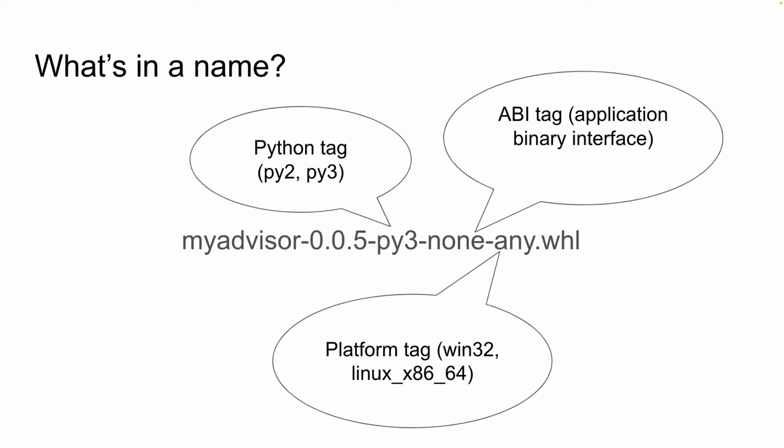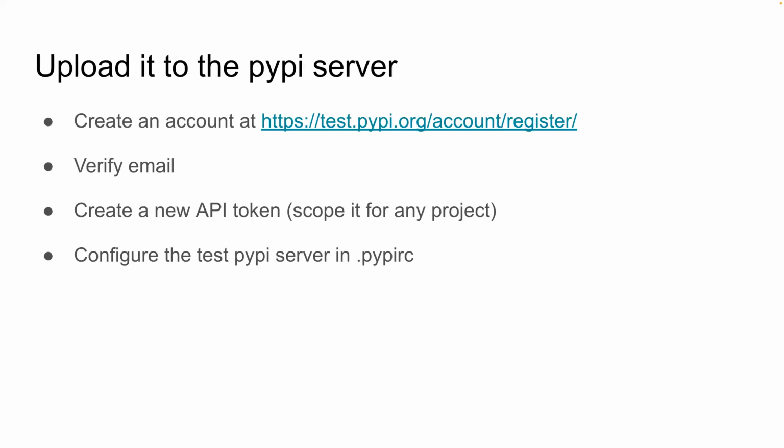And usually you see what it targets in the name of the distribution. So it has a Python tag, ABI tag, the application binary interface, and the platform tag. And the platform tag is going to be something like Win32 or a Linux version, or it can also say any or none.